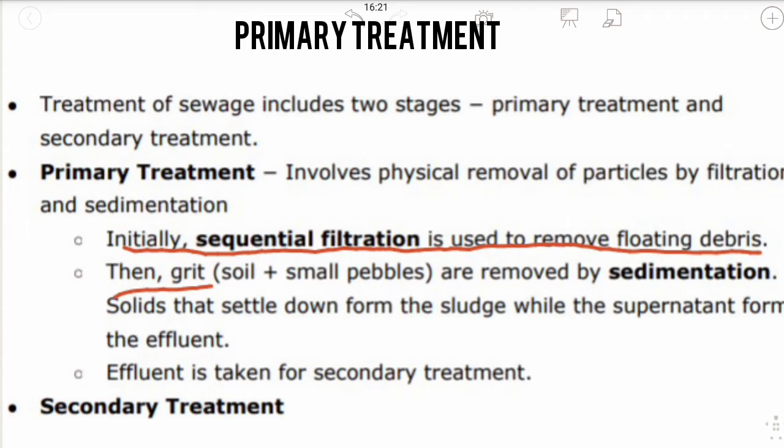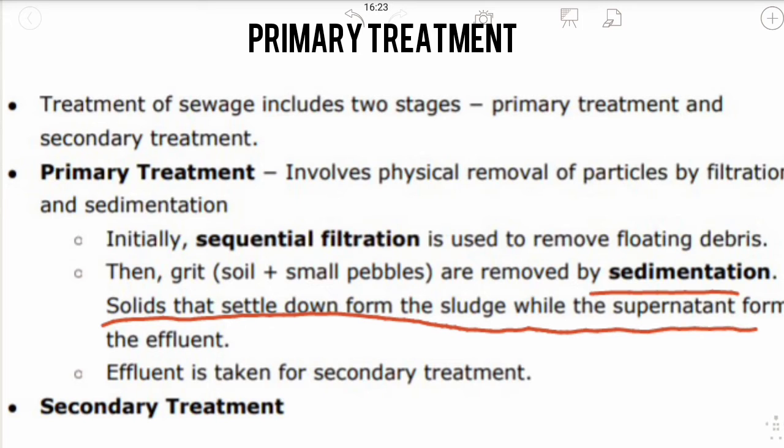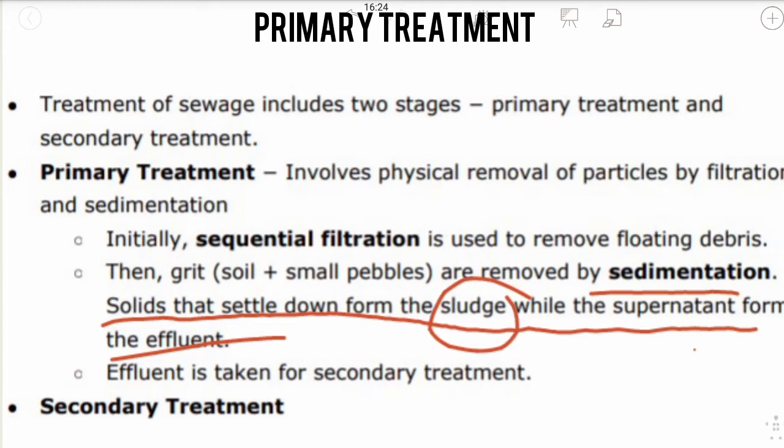Then grit, soil and small pebbles are removed by sedimentation. How does the sedimentation take place? Here stone or sand particles are known as grit. Soil and small pebbles are removed by the process of sedimentation. In the sedimentation process, particles settle down or get deposited. Solids that settle down form the sludge, while the supernatant forms the effluent. A common example of sludge is mud.